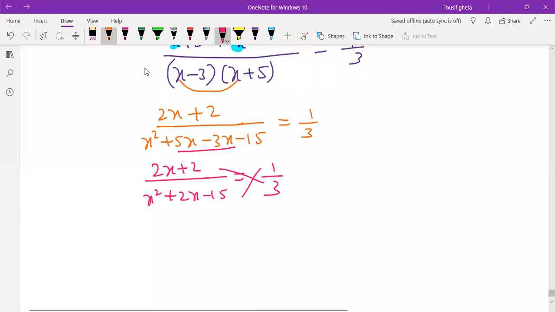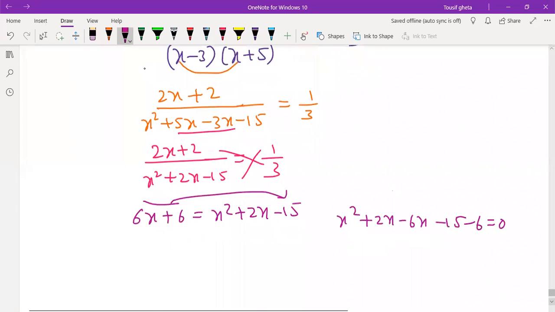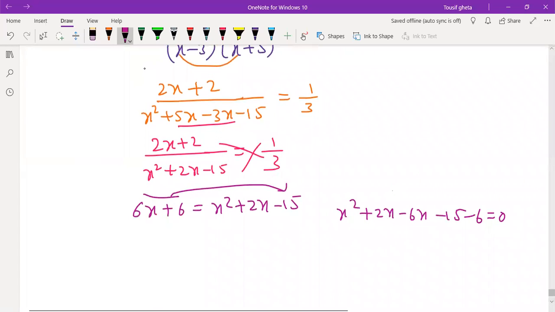So cross multiplication will give you 3 times (2x plus 2), that is 6x plus 6, equal to x square plus 2x minus 15. Bring this part here, you will get what? x square plus 2x minus 6x minus 15 minus 6 equals 0. So finally we will get x square minus 4x minus 21 equals 0.